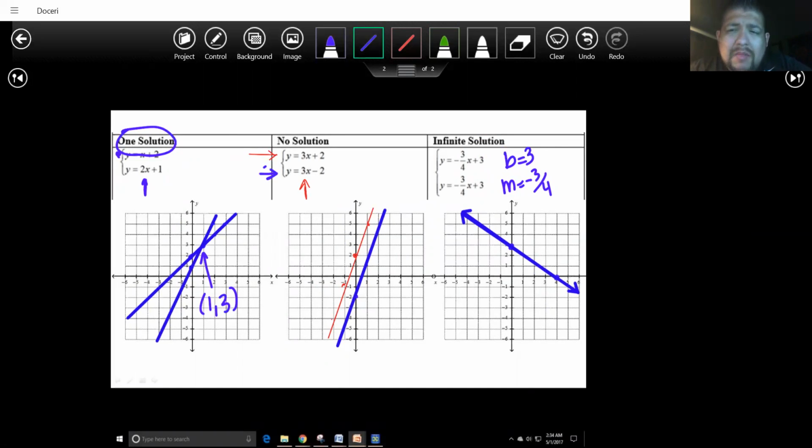So keep that in mind as you're doing this. We're looking for how many solutions we have for these sets. And if it doesn't give you a graph, I just want you to identify what it's providing you. And let's look at the next one.